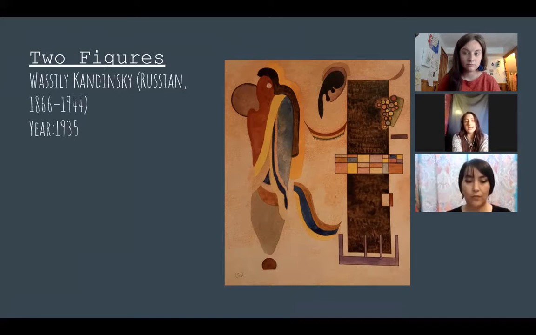Take a look at the colors as well. Do you think there was a reason that he chose brighter colors for the looser shapes on the left side? Why do you think he might have chosen a brown for the squares on the right side?